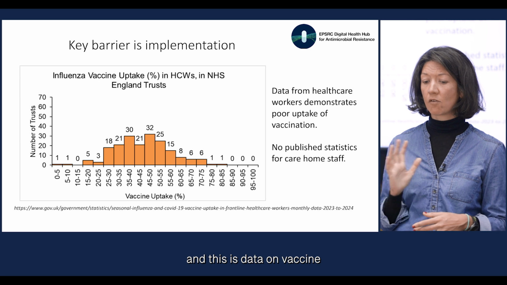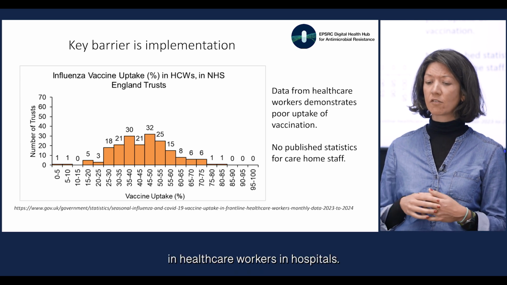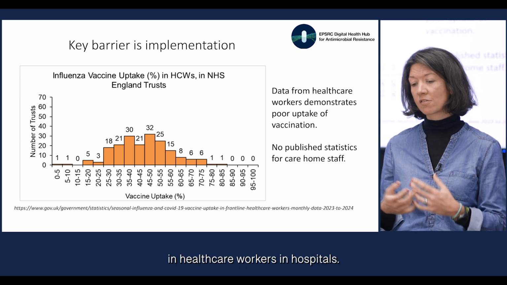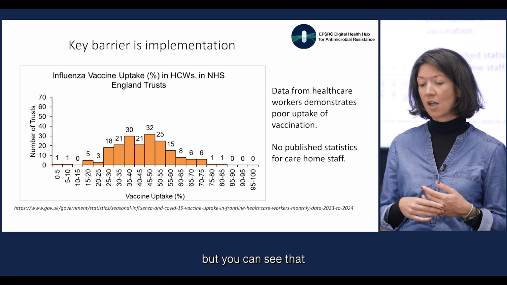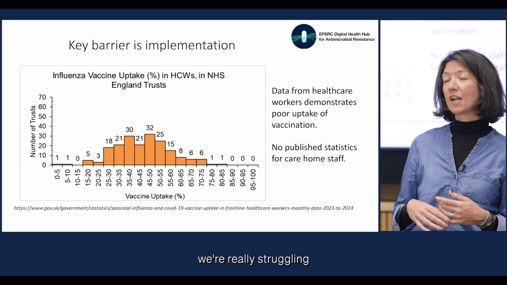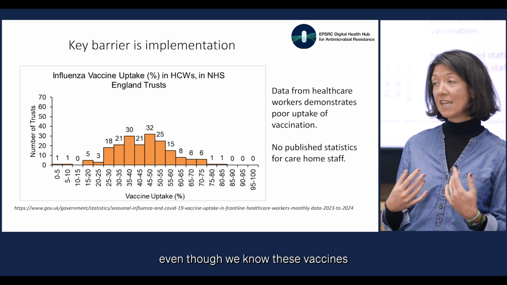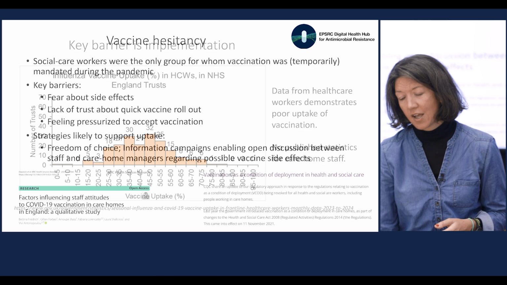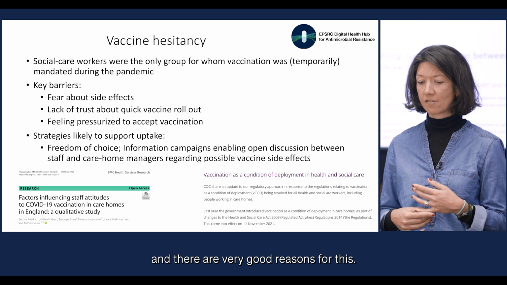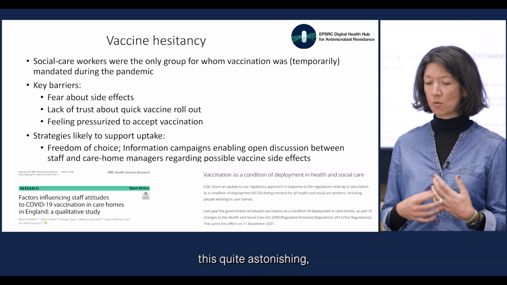And this is data on vaccine uptake for flu in healthcare workers in hospitals. We don't have equivalent data, to the best of my knowledge, in care homes, but you can see that we're really struggling to get very high rates of uptake, even though we know these vaccines are effective. And there are very good reasons for this. And I still find this quite astonishing.